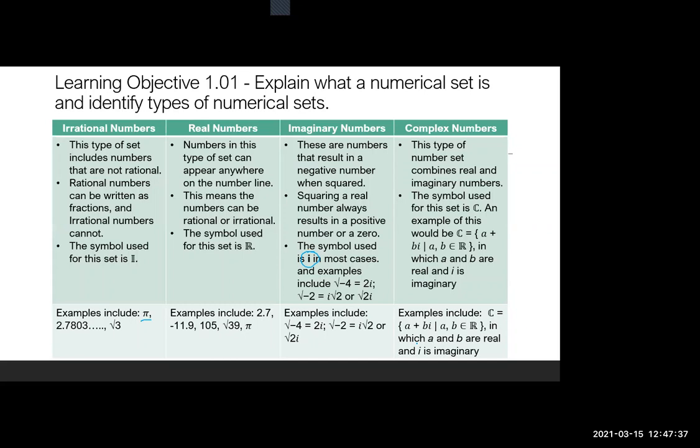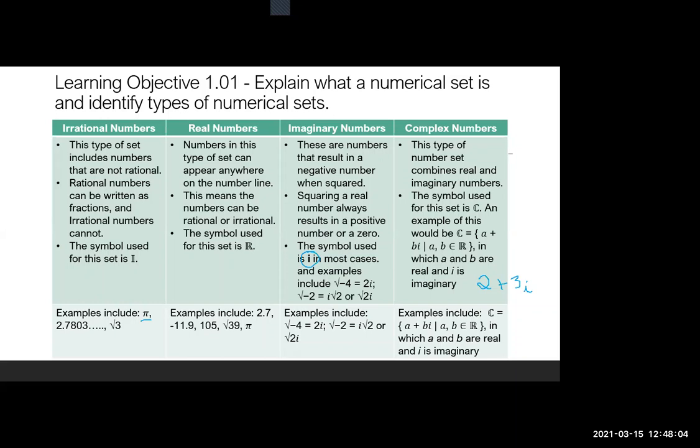And the final group are the complex numbers. These are the imaginary numbers plus or minus a real number. This might look something like 2 plus 3i. So it has a real number, that's the 2, and it has an imaginary number, the 3i. Complex numbers.